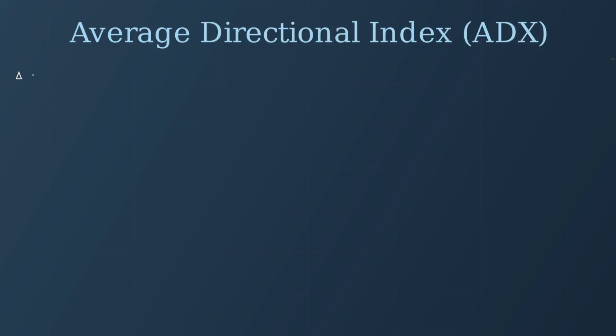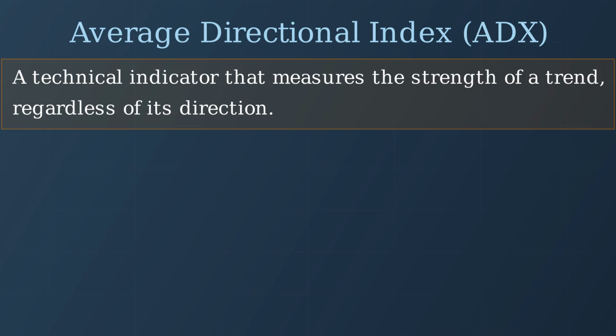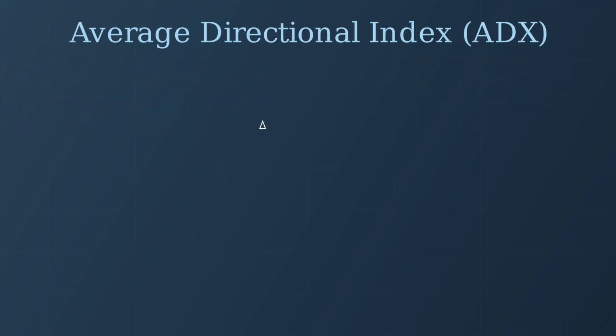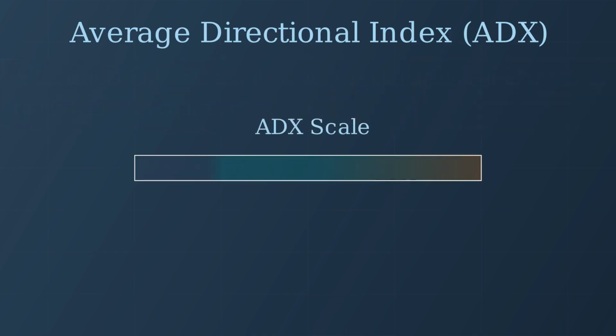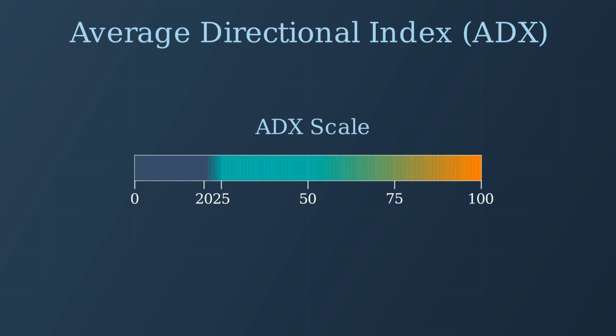The Average Directional Index, or ADX, is a technical indicator that measures the strength of a trend, regardless of its direction. ADX is calculated on a scale from 0 to 100, with higher values indicating stronger trends. The key thresholds are 20 and 25.